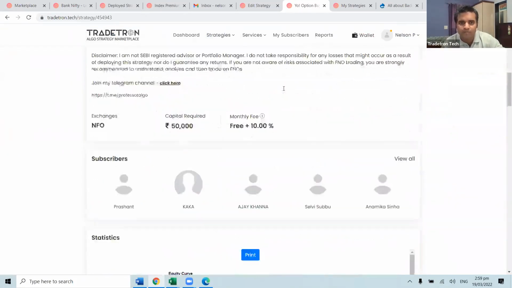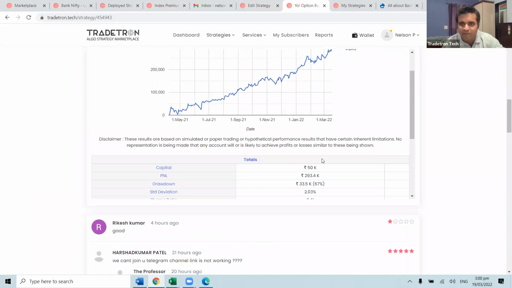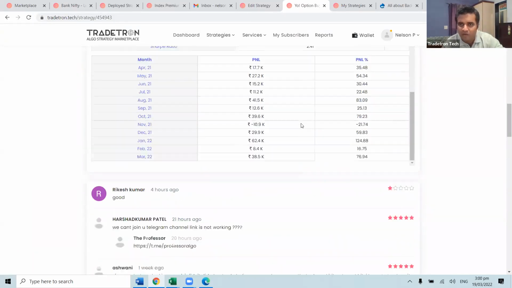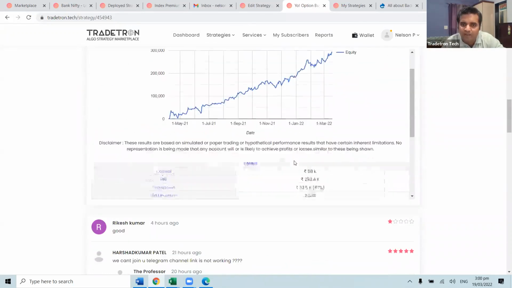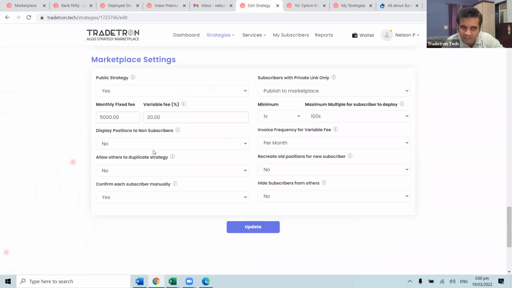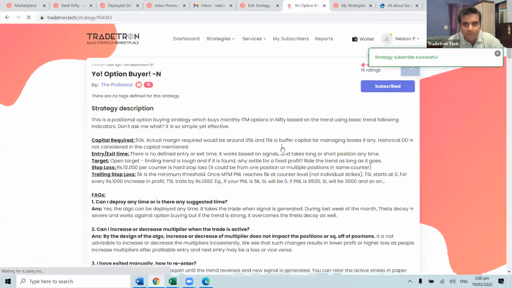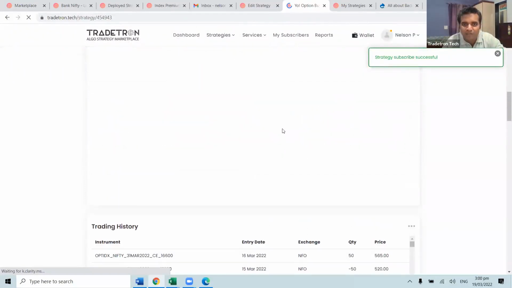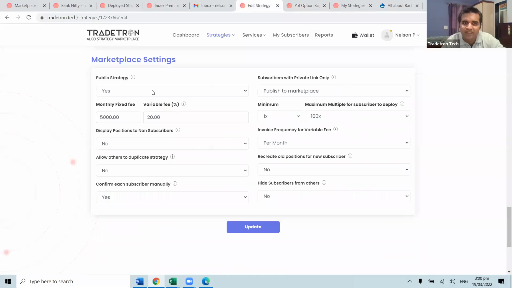If you go to the bottom, you will see that there are no previous positions of the strategy, like what type of trade it has taken. It is not visible below this. So when you set display positions to non-subscribers to no, it will not show any trades that the strategy has taken previously. But once I subscribe to this strategy and someone changes this to yes, then below this chart, this trading history is also available. You're getting the difference, right? You will be able to see these trades if you have selected this option.